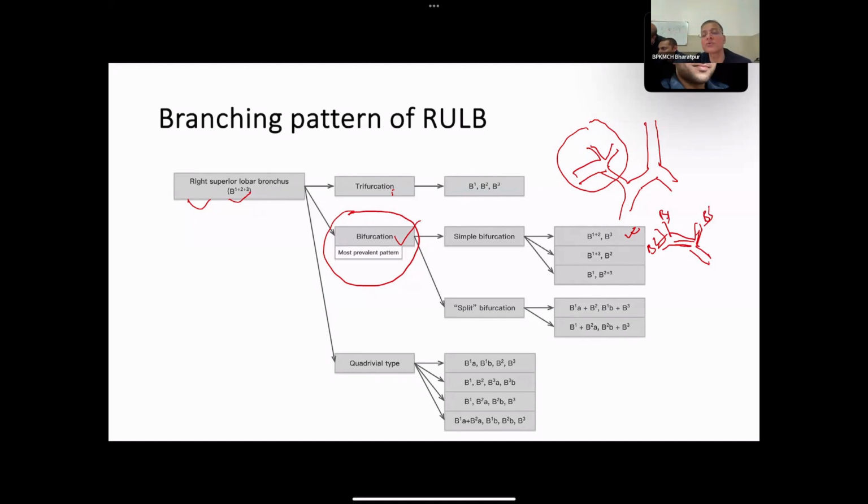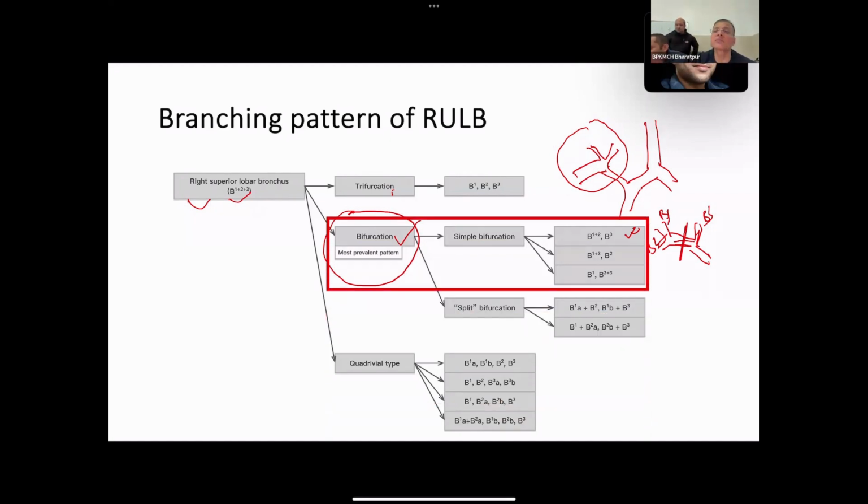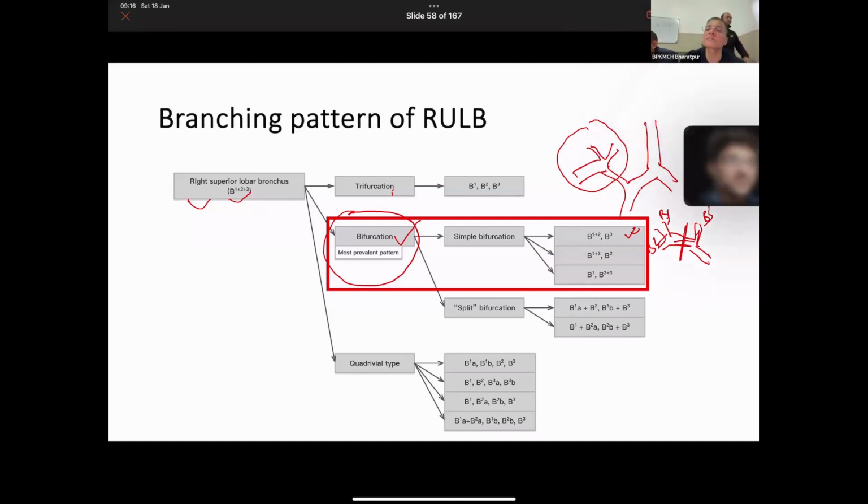We should also be familiar with this anatomy during segmentectomy, because when we try to cut it, with the bisegmental trunk, B1 and B2 will be gone. So we should keep this in mind. This is the bifurcation variant that is quite common.